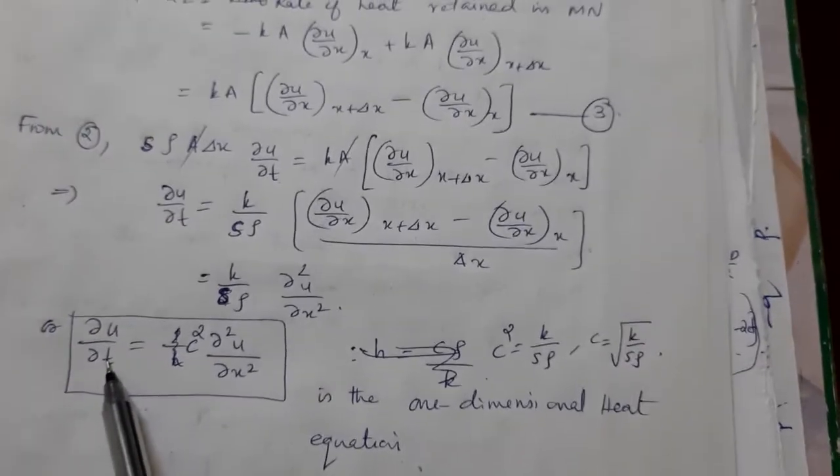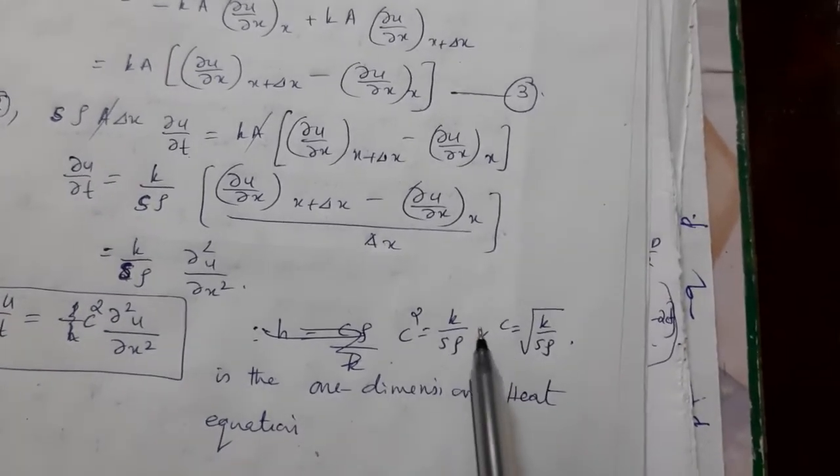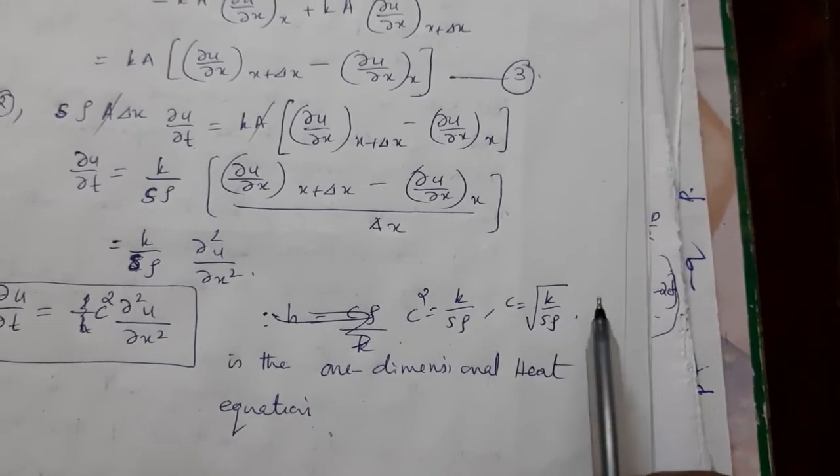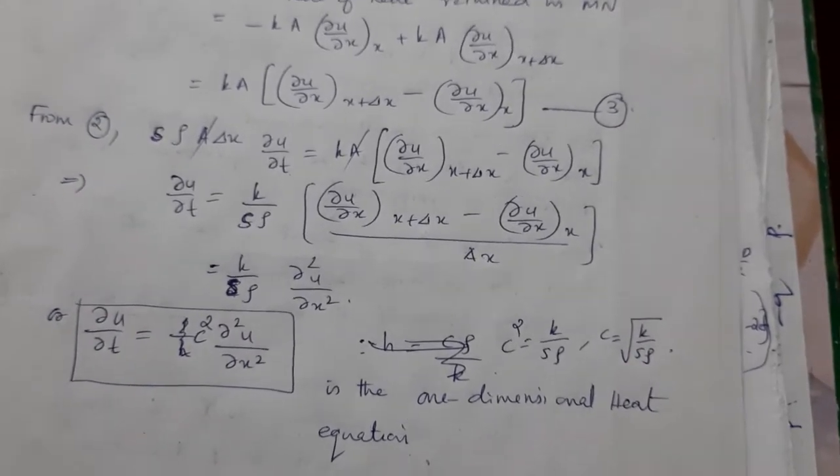So we can write ∂u/∂t as c² ∂²u/∂x², where c² is k by sρ, or c is the root of k by sρ. So this is the equation, the one dimensional heat equation. Okay.